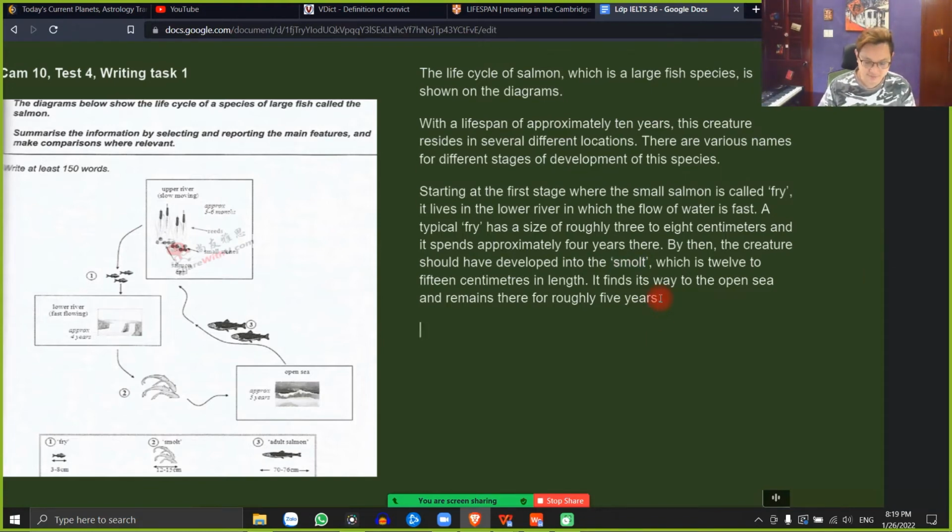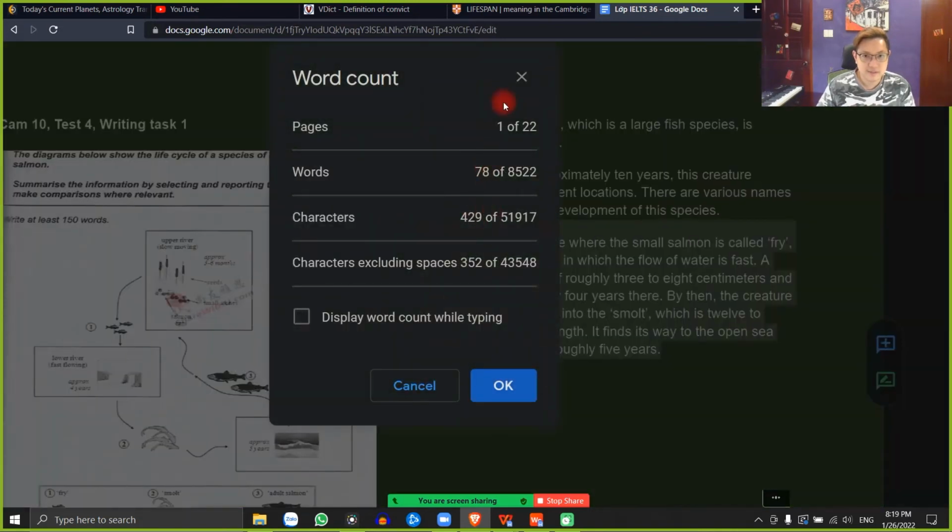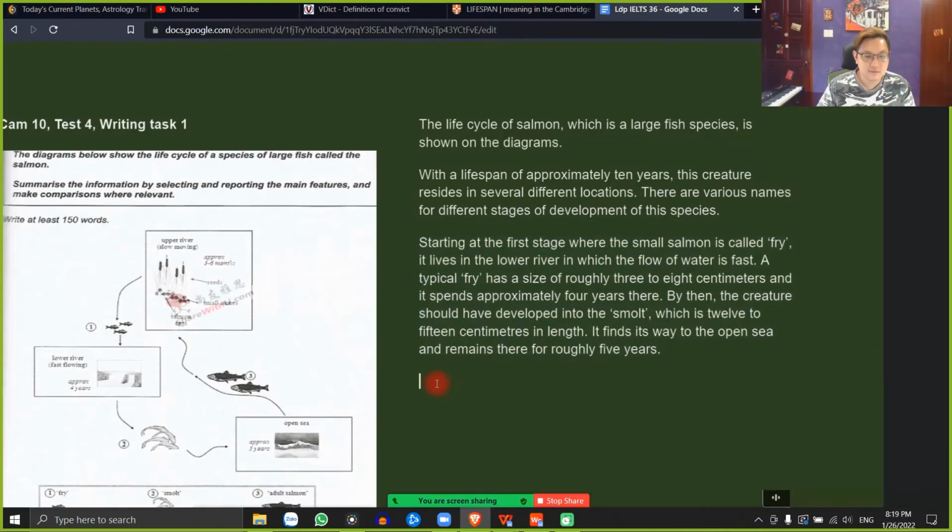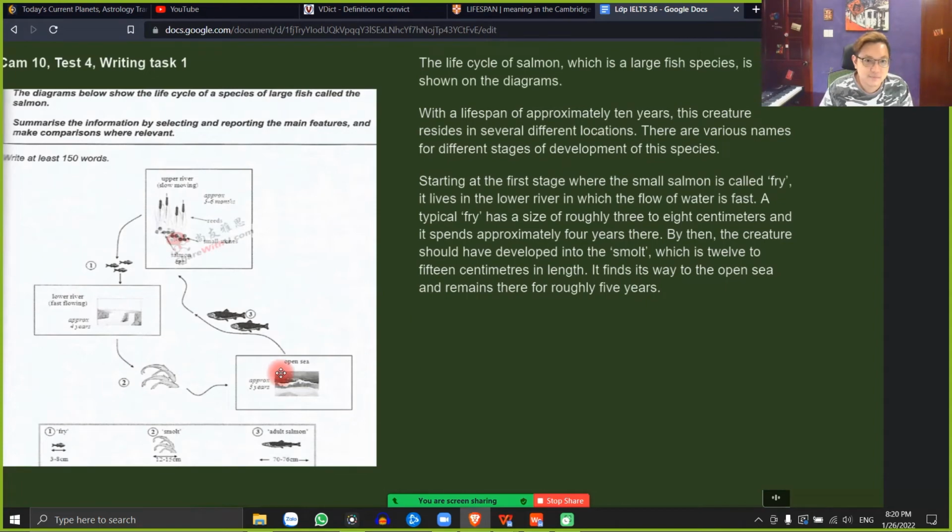Okay, I think I should leave. So 78 words already. A bit too many. Okay, so I move on to the second paragraph of the body. So what else? At open sea, of course, I already said that it spent roughly 5 years there, right?